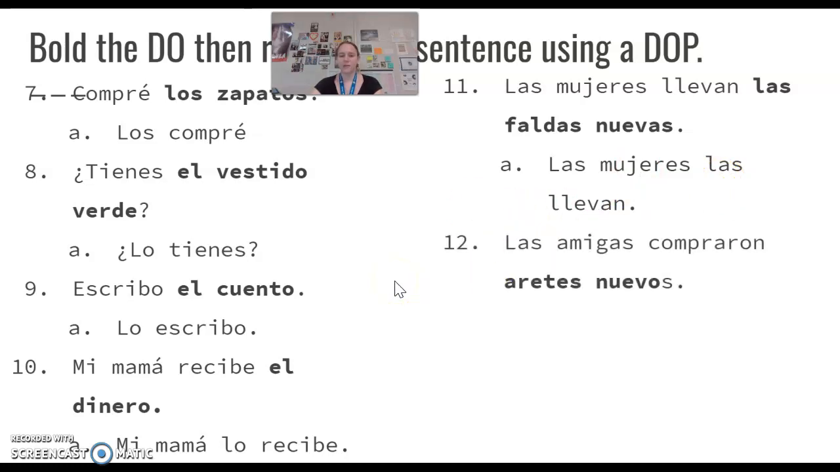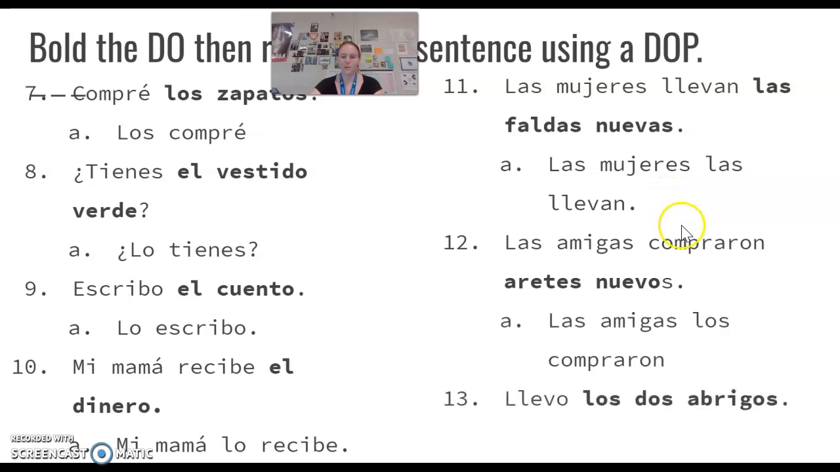The friends bought new earrings. Who or what did they buy? New earrings. It's going to go right here. Las amigas los compraron. And the last one, I wear two coats. I'm wearing the two coats. So, los dos abrigos takes the place, or it's going to be replaced with los llevo.